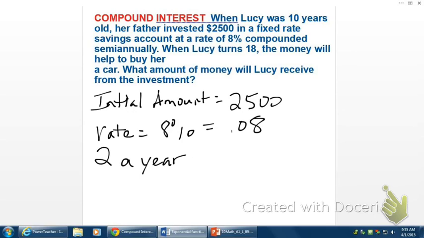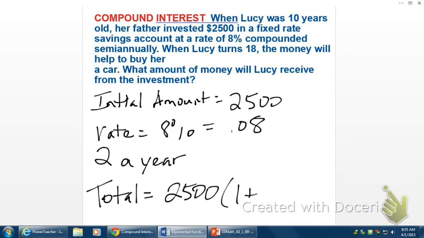Okay, so when Lucy turns 18, the money will help her to buy a car. What amount of money will Lucy receive from the investment? So let's just start putting this together. We got total. That's what we're finding. We got initial amount of $2,500. Remember, it's always 1 plus our rate in decimal, which is 0.08. Semi-annually, twice per year.